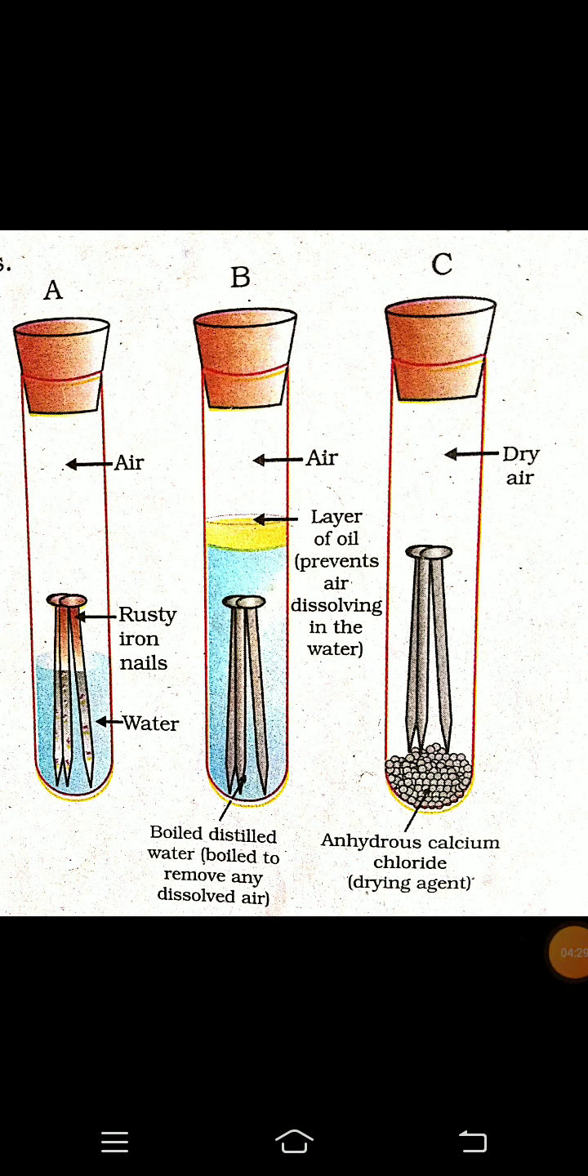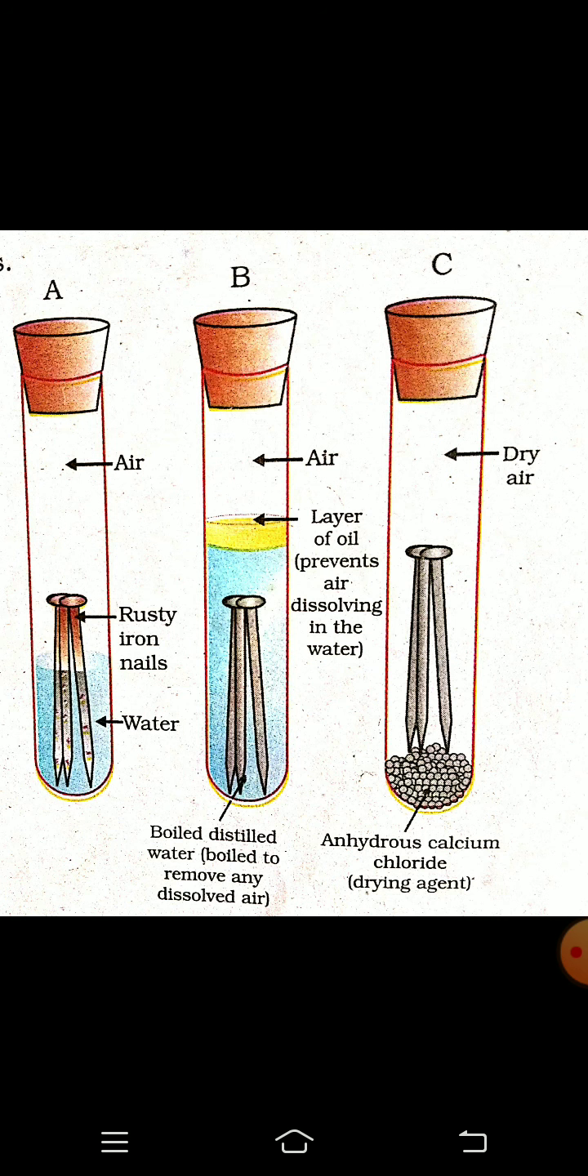Now, why did we keep this oil and water together? Here, when the oil floats on the water, it prevents the air from dissolving in the water. Okay, that is why there is a layer of oil in between water and air, so that the air cannot dissolve in the water.